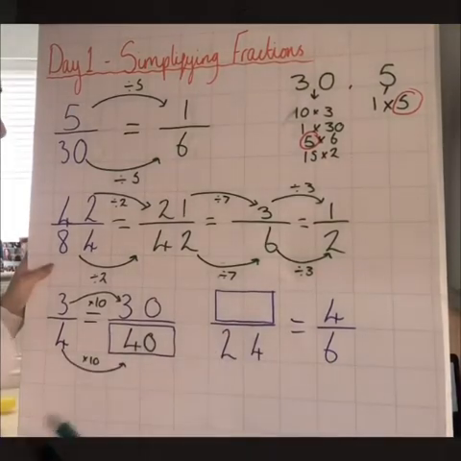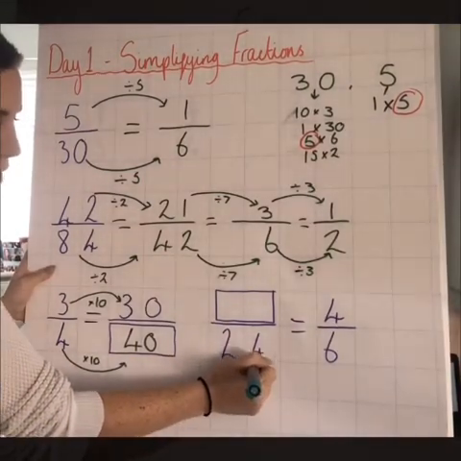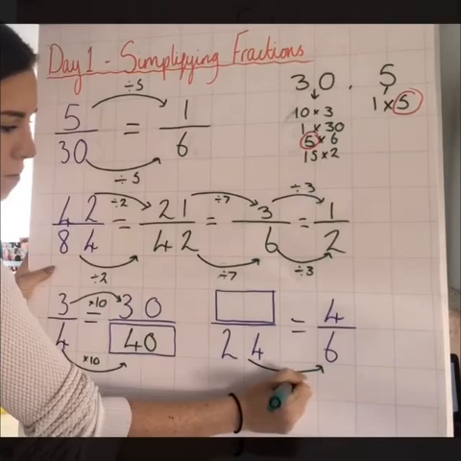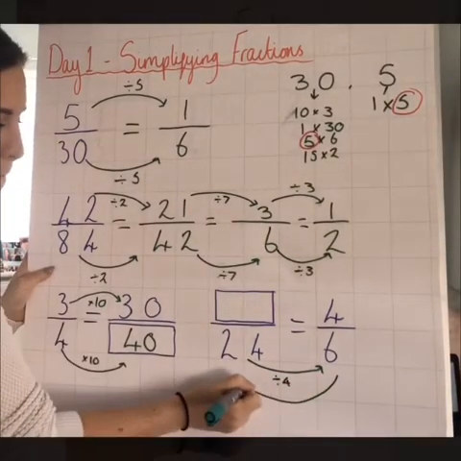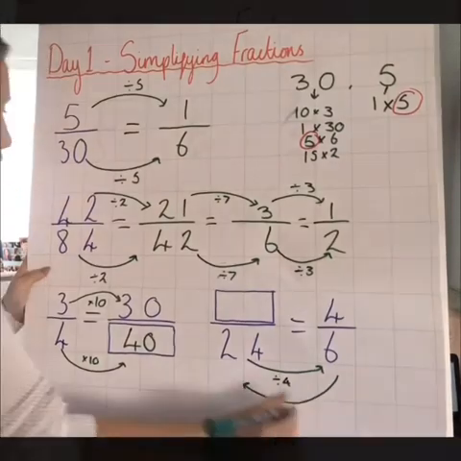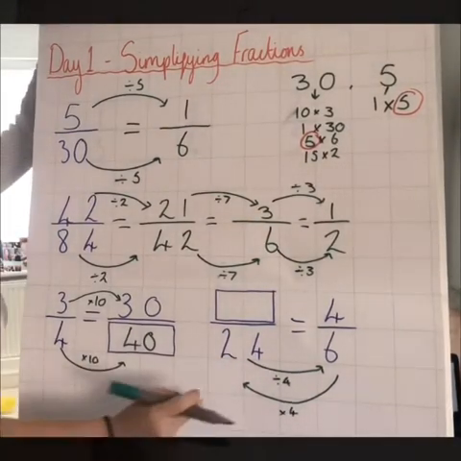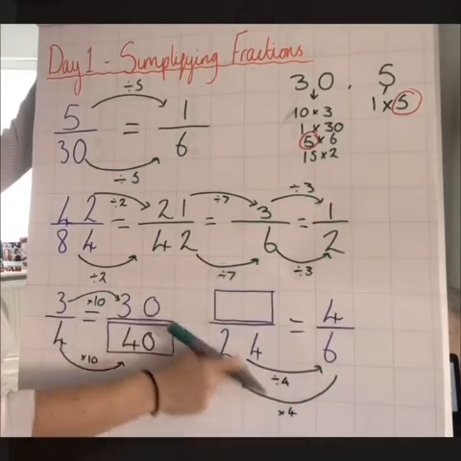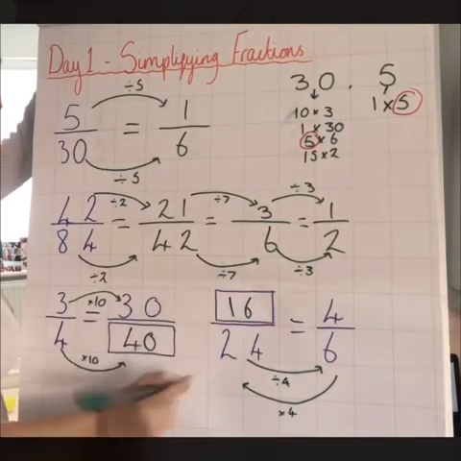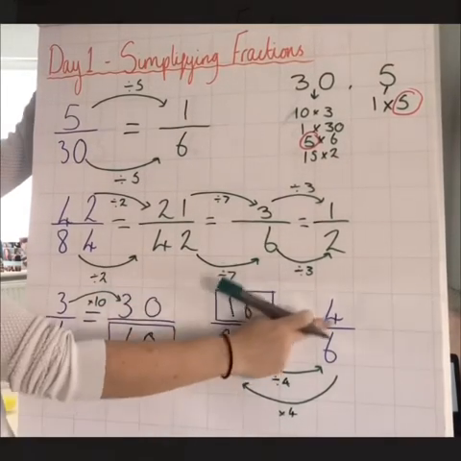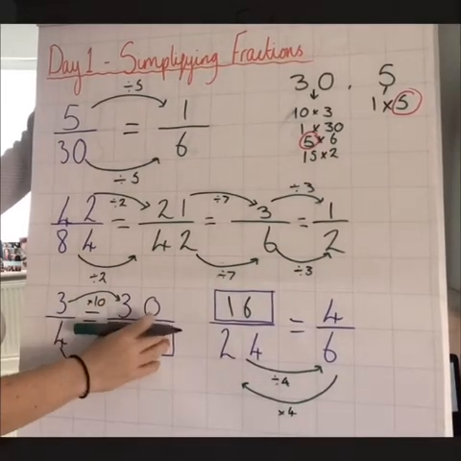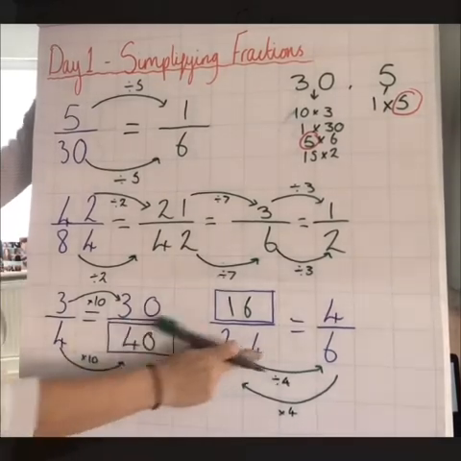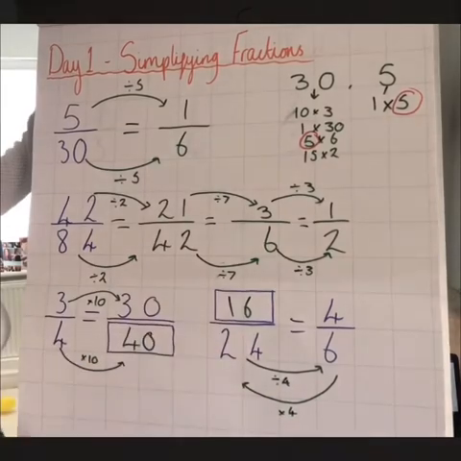I'm still going to put in those jumps. So I could think, what's happened to 24 to get it to 6? Well, I've divided by 4, or 6 has been multiplied by 4 to get 24. So I'm going to think, right, what do you multiply? 4 times 4 would give me 16. Double check it: 16 divided by 4, yes, would give me 4. So when you're given missing number boxes, you just need to put in those jumps. Have a look at what has happened to the numbers that you've been given, okay?